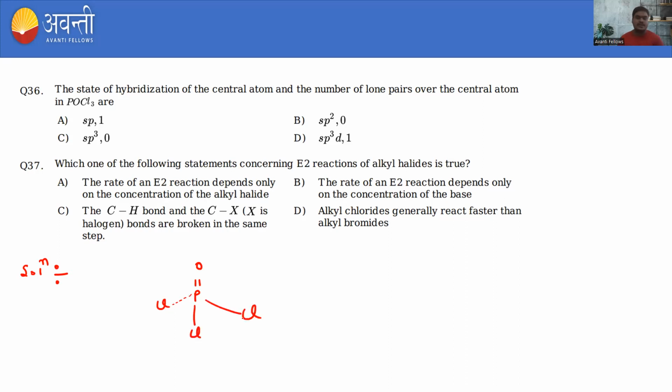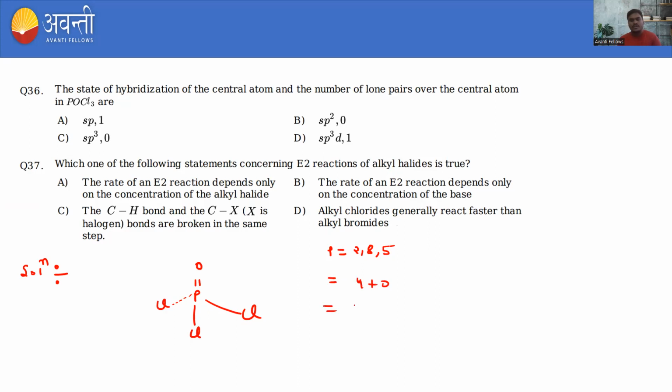Now you have to find the hybridization of the central atom and the number of lone pairs over the central atom. So is there any lone pair on this atom? Okay, let me first calculate the hybridization. We know phosphorus belongs to the 15th group. How many valence electrons does it have? It has 5 valence electrons, and 3 valency. Three electrons are involved with chlorine and 2 electrons are involved with oxygen. So in total it has 5 electrons. Out of 5, how many sigma bonds are there? The number of sigma bonds is 3 plus 1, that is 4. And no lone pair, right?